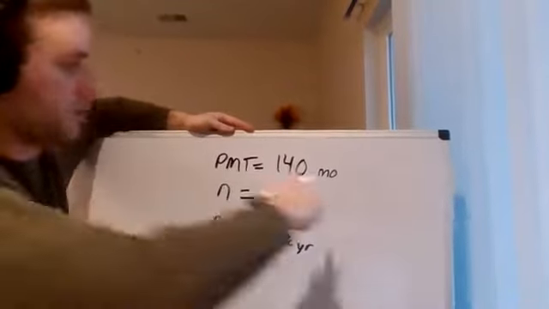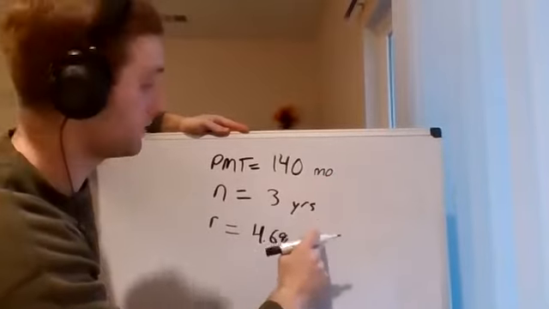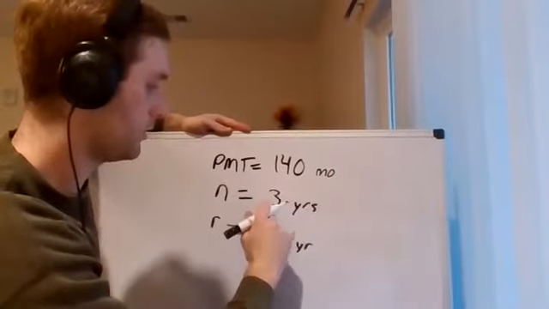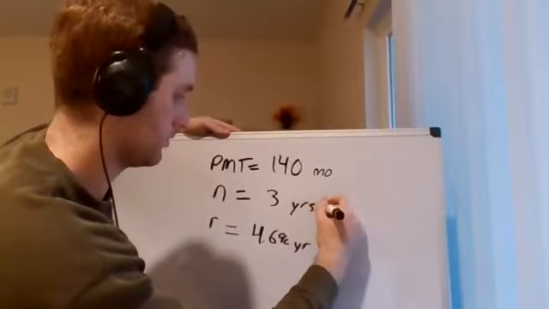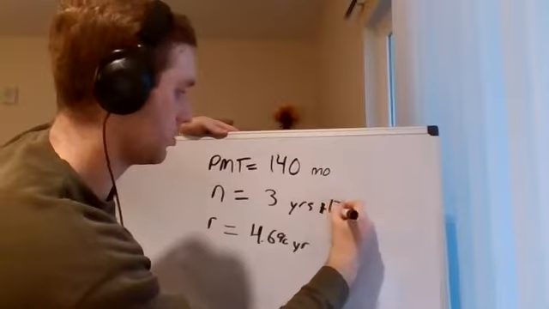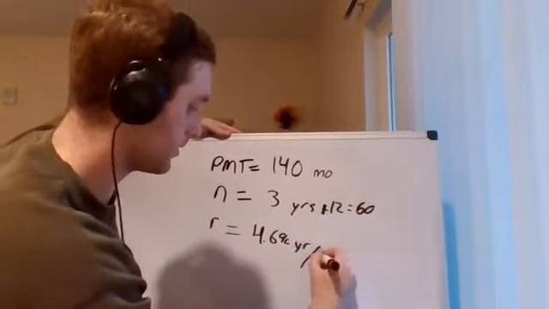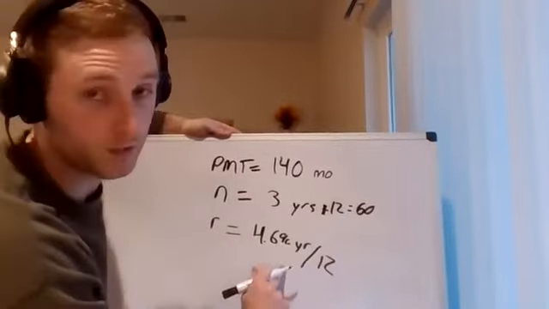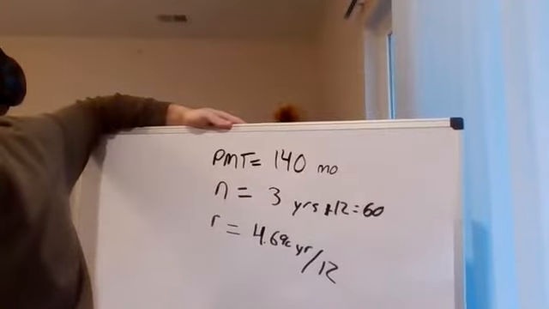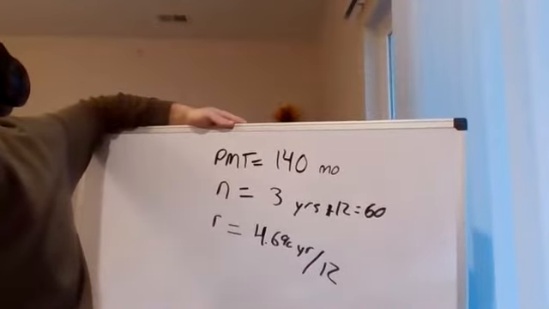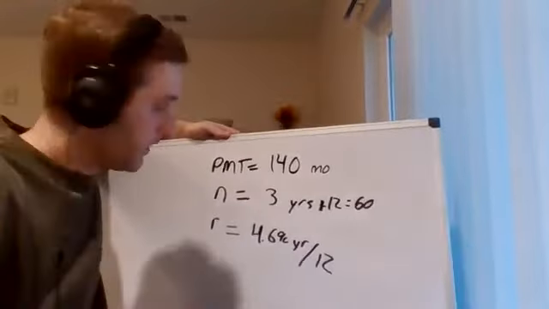We have to make all of these units the same thing, and this is where it's getting thrown off. For years, we're going to have to turn this into months, so we multiply by 12, and then we divide the interest rate by 12 so we get our monthly interest rate.